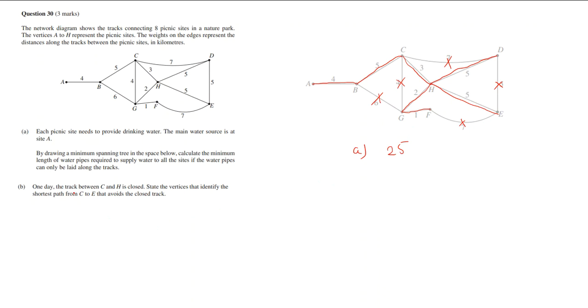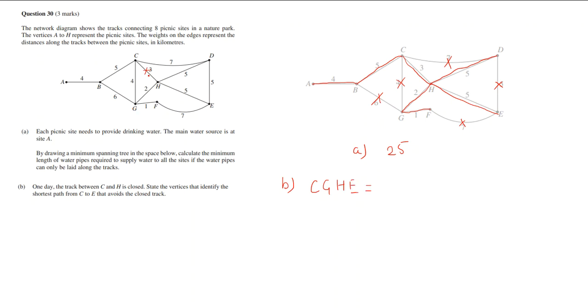Second, it's asking that on a given day, the track between C and H is closed. So what it's saying is, say you can't access this, it doesn't exist. Then state the vertices that identify the shortest path from C to E, right? So for this, let's list down all the paths that connect C to E. So the first path is C, G, H, and E.